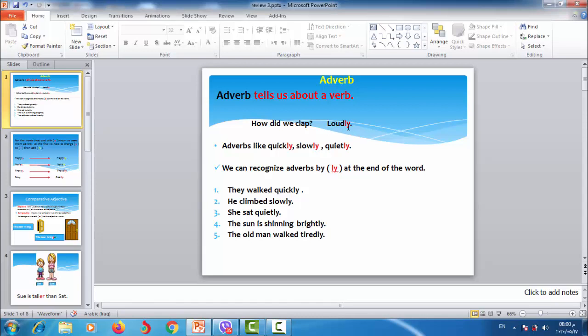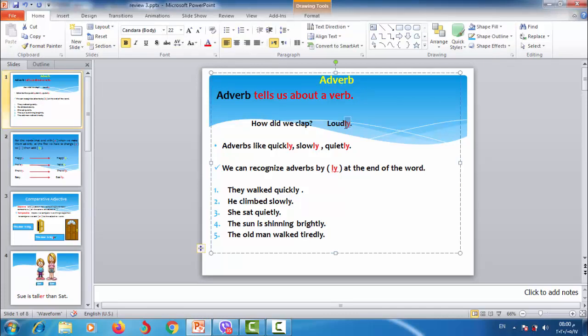Loudly. Then we have to know that we can recognize adverb by ly. At the end of the verb there is ly. So by ly we know this is adverb, and also adverb tells us about verb.